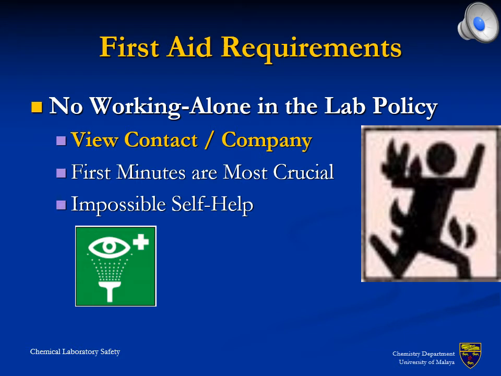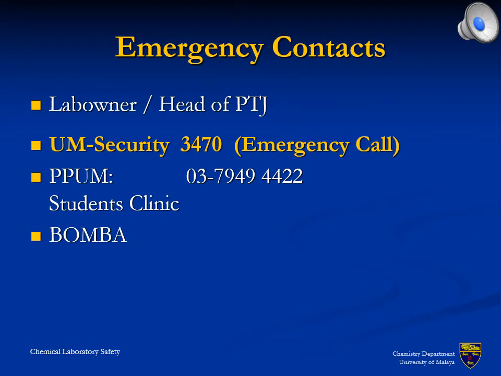The most illustrative examples of accidents which require help are a person on fire and a person with a chemical spill inside the eye. In both cases, the affected person is incapable of helping him- or herself. Emergency contacts must be placed easily accessible inside a laboratory, typically near the telephone.